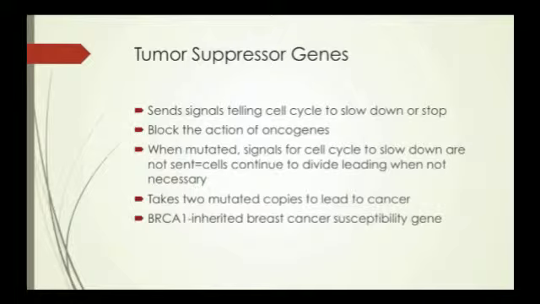And a BRCA1 gene is an important tumor suppressor gene because it causes breast cancer. If someone has a mutated BRCA1 gene, they're very much more likely to get breast cancer than other people.